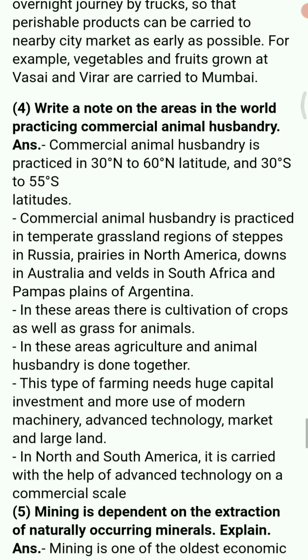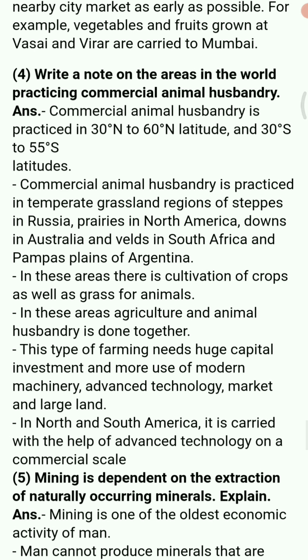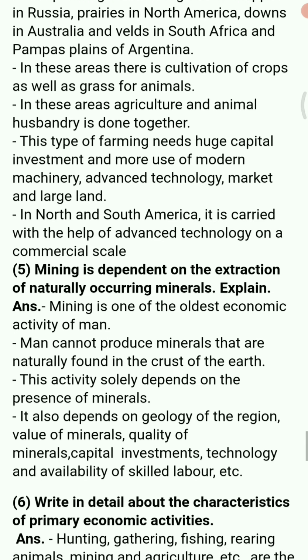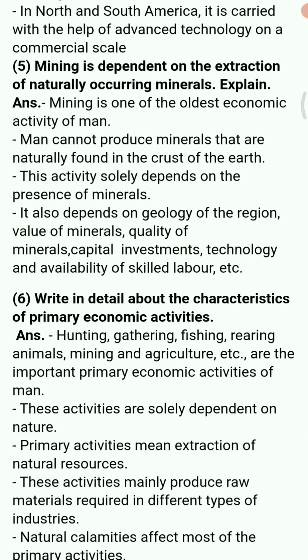अगर ज़्यादा animals है, then you require a machinized technique. Humans cannot do all those things. So because of that, advanced technologies are also used in the case of animal husbandry. Next is mining, which is dependent on extraction of naturally occurring minerals.